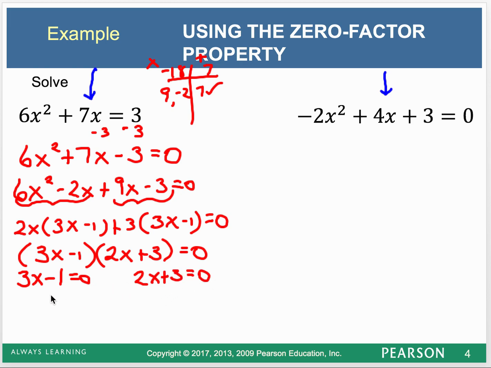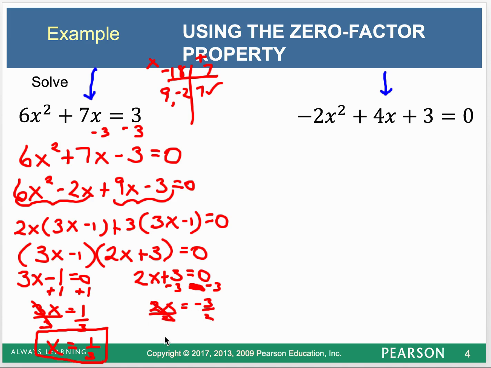Now we have simple linear equations that we can solve. Right, so solve your linear equation to get x equals 1/3. And notice we will have two solutions. And x equals -3/2.